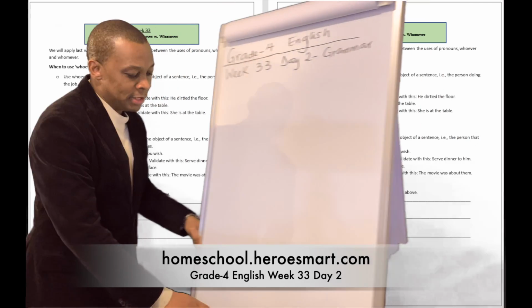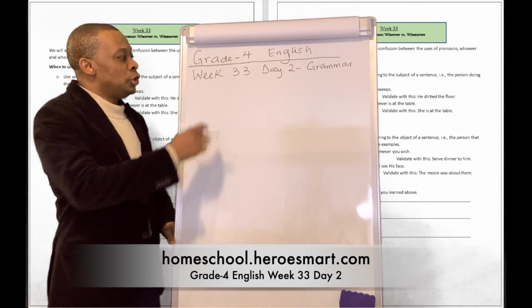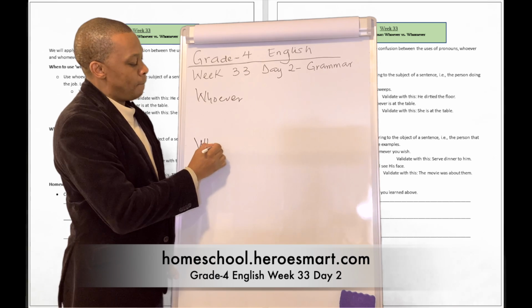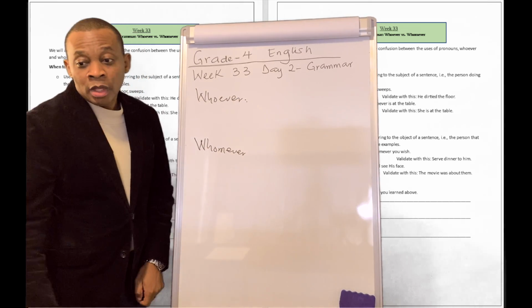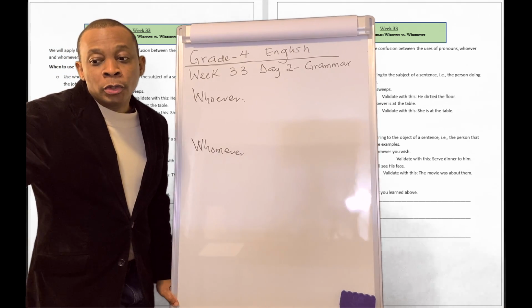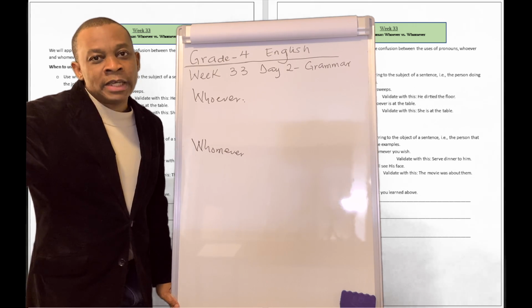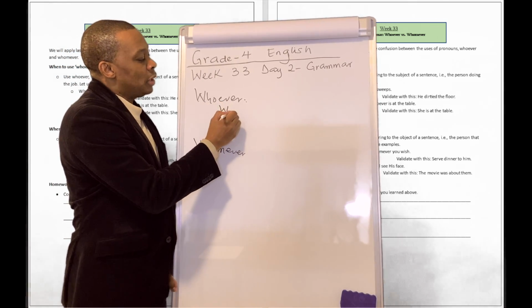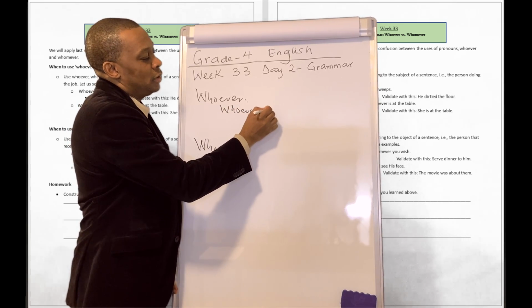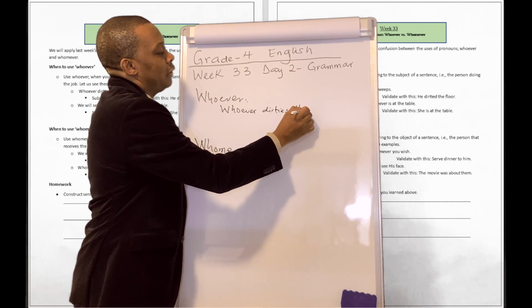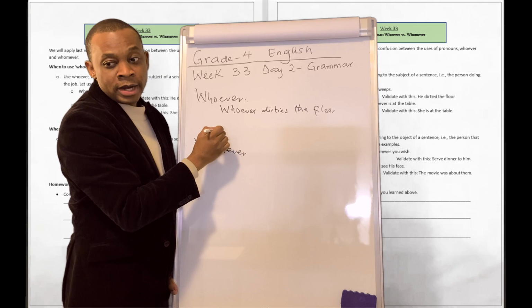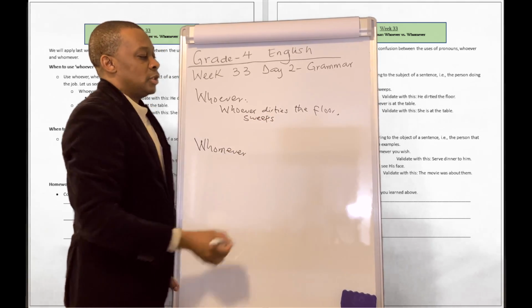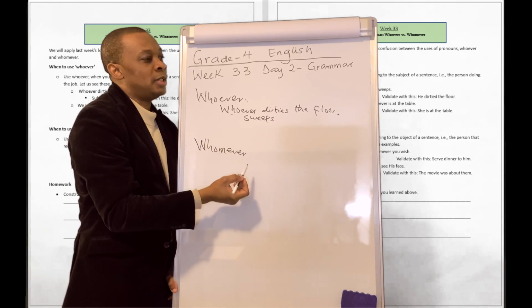Right, so let us try to understand when to use whoever versus whomever. All right. So use whoever when you are referring to the subject of a sentence, i.e. the person doing the job. So for example, you can say whoever dirties the floor, whoever dirties the floor, right? Sweeps. All right. So this whoever over here is talking about the subject that's going to do this verb.